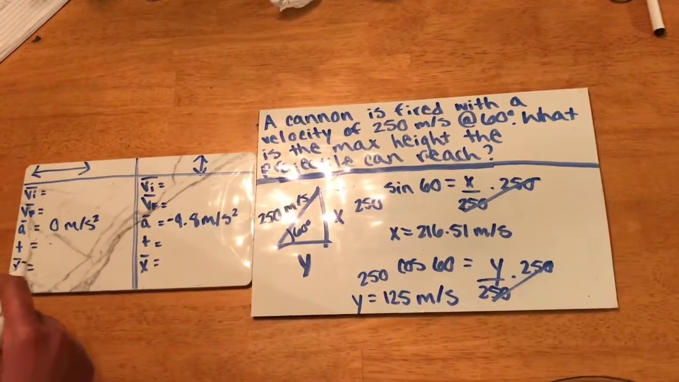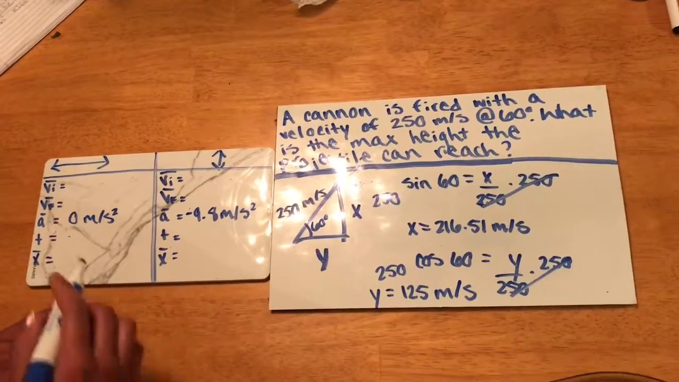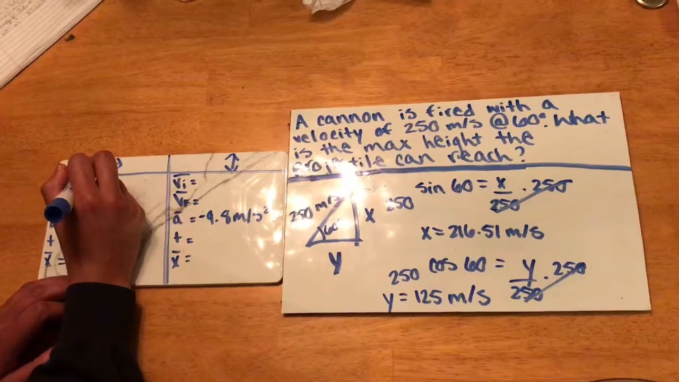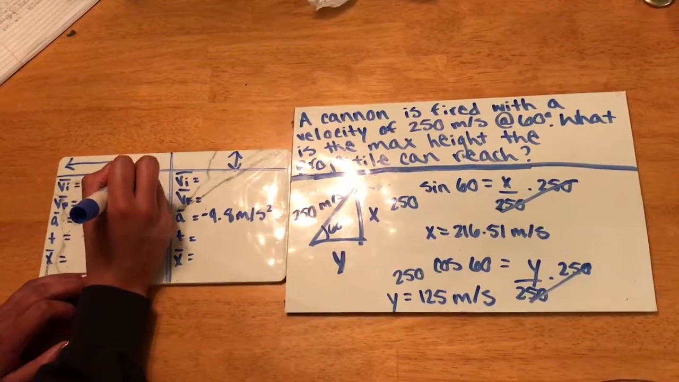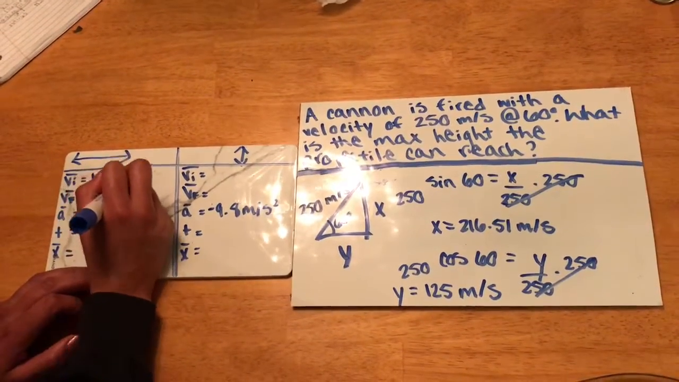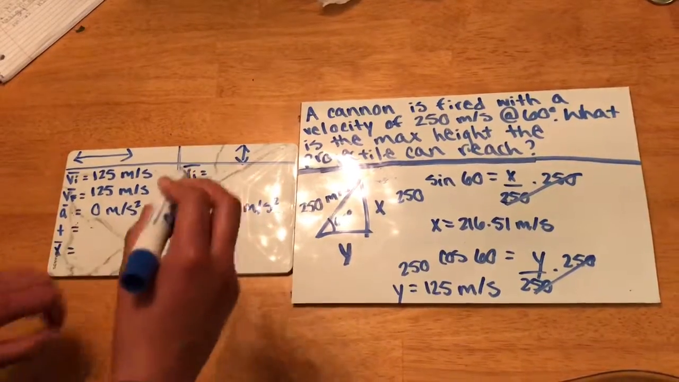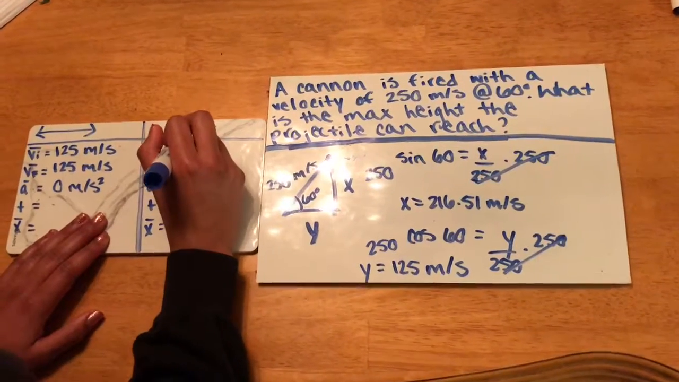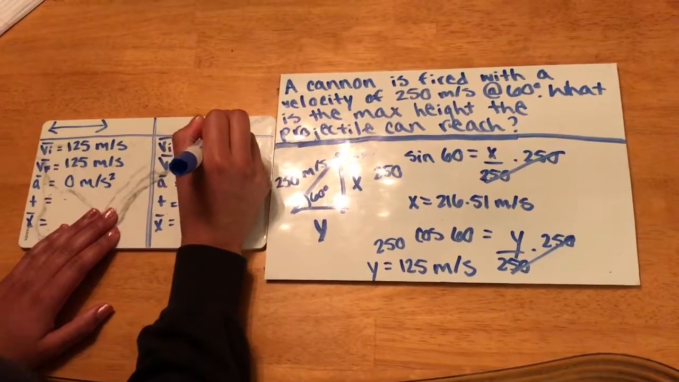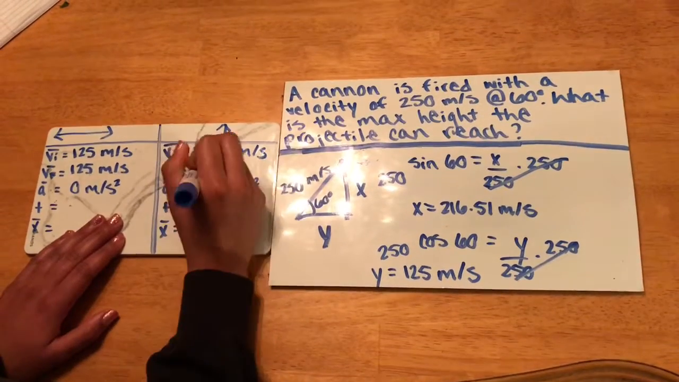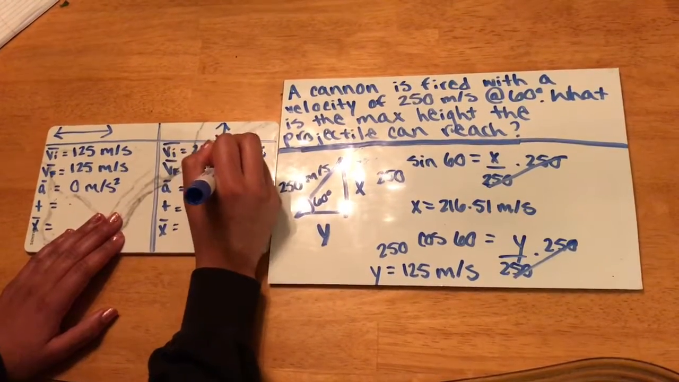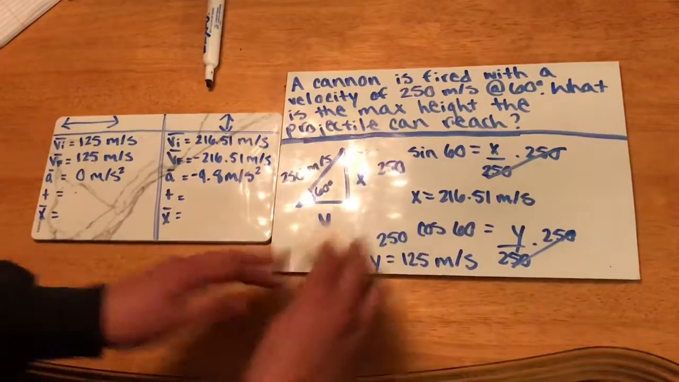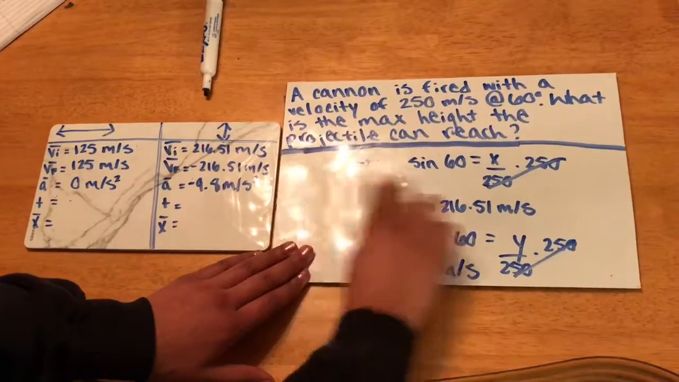Now we can transfer that to our chart. For horizontal velocity, initial and final are the same, and that's our Y. So you have 125 meters per second for both parts. And for vertical velocity, initial is positive and final is negative. So here you have a positive 216.51 meters per second, and here you have a negative 216.51 meters per second. I'm going to clear this part off, and we'll do our next step.